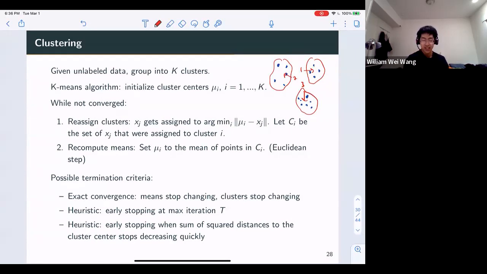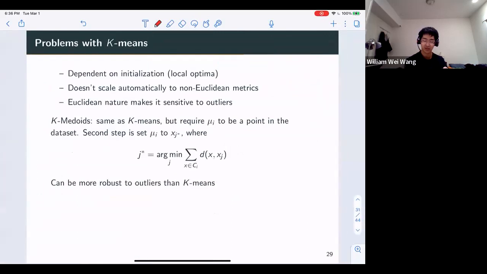You can decide how to terminate it, and one important thing about k-means is that it's not necessarily going to terminate at a good clustering because the loss function is messy. You don't have nice convexity properties. K-means is dependent on initialization, so different initializations can give you drastically different clusterings sometimes. Some other problems: it doesn't automatically scale to non-Euclidean metrics. So if you want to use something like, what's a non-Euclidean metric?